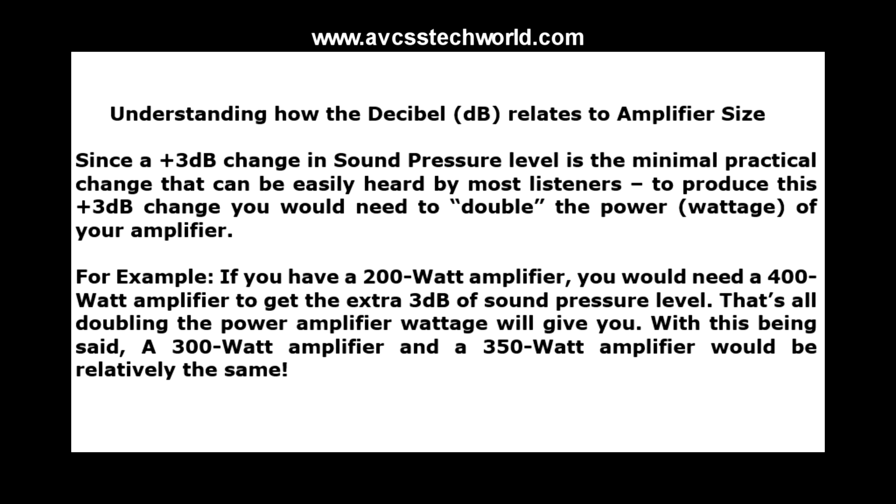For example, if you have a 200-watt amplifier, you would need a 400-watt amplifier to get the extra 3 dB of sound pressure level. That's all doubling the amplifier wattage will give you. With this being said, a 300-watt amplifier and a 350-watt amplifier would be relatively the same.